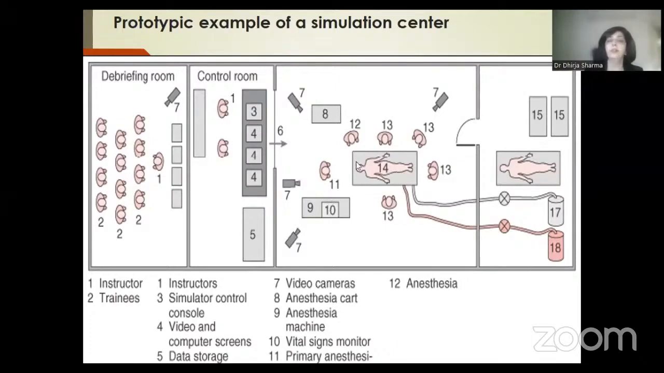Here we can see that there is a patient, their trainee, and the other actors of the simulation. There is a video recording which is happening. There is an input which goes in from here to the interface, and then there is an output which comes from the interface towards the patient, and this is the complete interface environment.